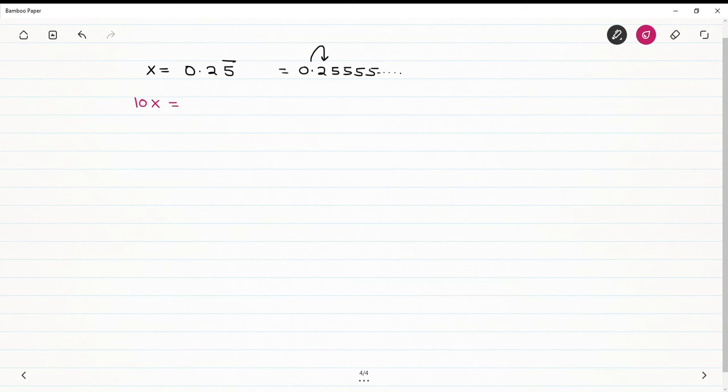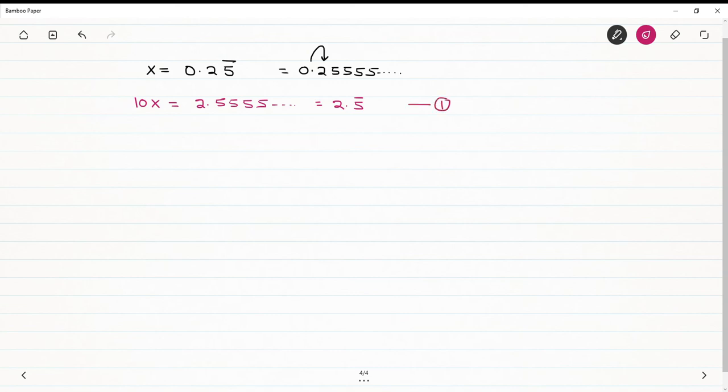So both the sides I'm multiplying by 10. So 10x equal to, now it is 2.5555. So 5 is repeating continuously, or it can be written now as 2.5 bar. So you can see the repetition now starts immediately after the decimal. So it is meeting the criteria. So that's our equation number 1.